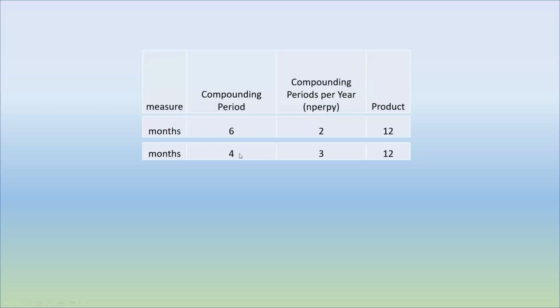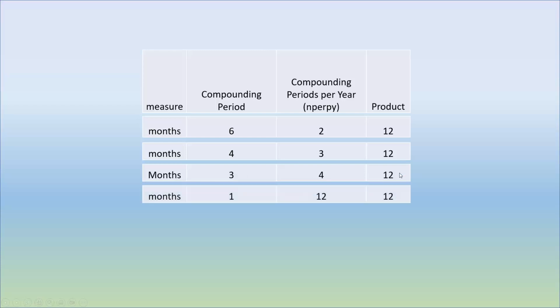If it's 4 months, then there will be 3 NPER PY to get the product as 12 months again, 1 year. That should be the product. And if the compounding period is 3 months, then that's a quarter. So every quarter the rate is compounded. So 4 such quarters in a year, and the product is 12. Then if it's compounded per month, that is 1 month, then there should be 12 such compounding periods, and therefore the product of compounding periods and NPER PY is 1 times 12, or 12. So notice how the product always comes out to 1 year.